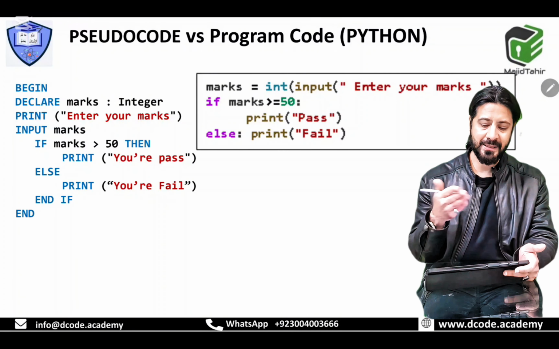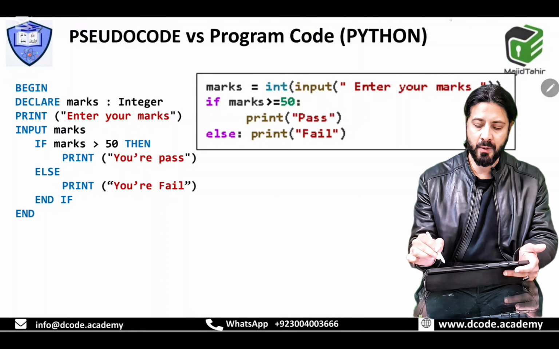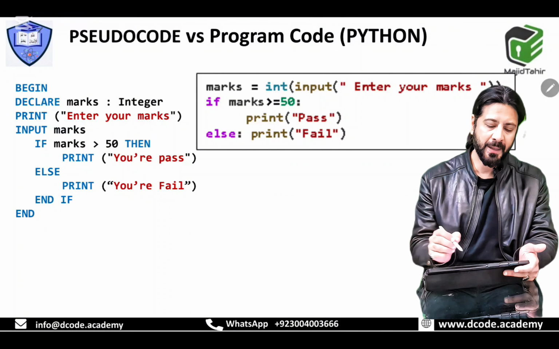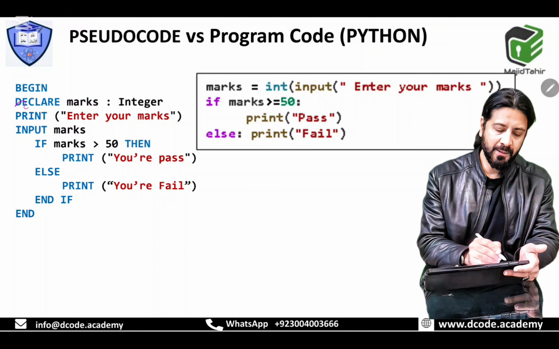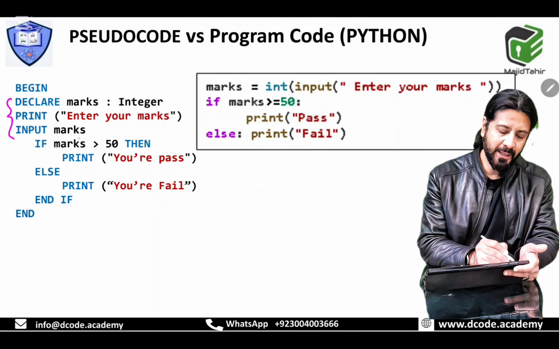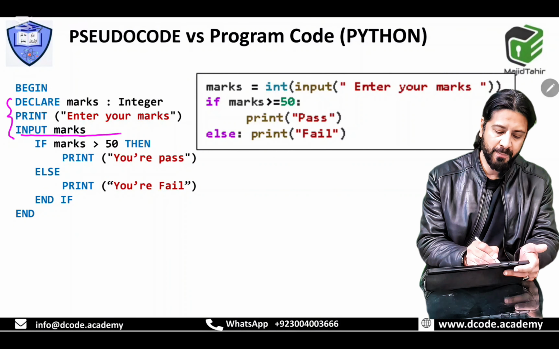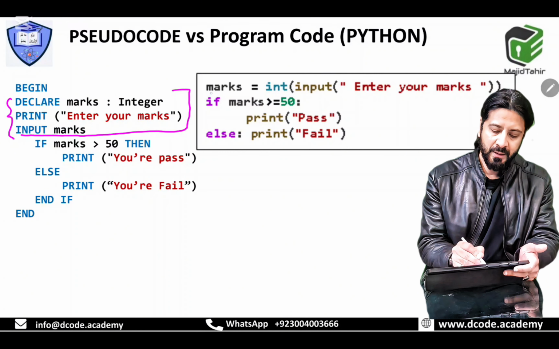Now this is the Python syntax that you can see on your screen. Now let me explain the Python code. Begin, print, and input, all these three lines in the pseudocode are basically displayed by one line in Python.